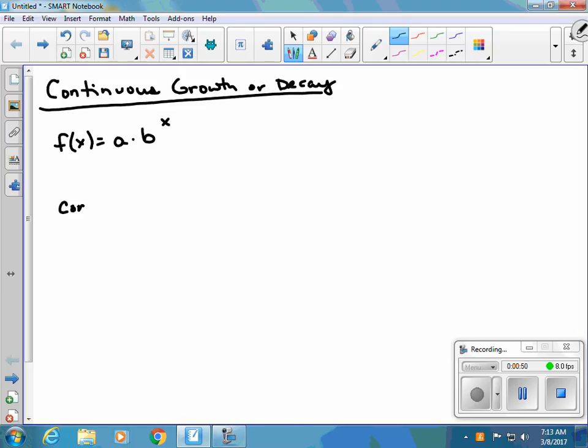So for a continuous function, this is E. Now, some of you might be thinking, what is E? E is 2.7182818828, and I could keep going on. It's similar to pi in the fact that it's irrational, and this can be derived from the sequence of 1 plus 1 over n to the power of n.